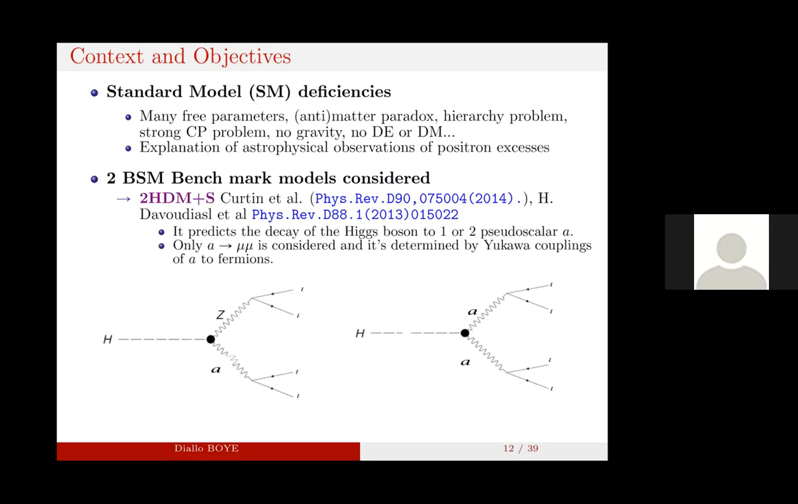In this analysis, we are using two benchmark models. The first one is the 2HDM plus S, which you can see from the Curtin paper here. These models predict the decay of the Higgs boson to one or two light pseudoscalars A, and A is decaying to mu mu, and it's determined by Yukawa couplings of A to fermions. The two Feynman diagrams we are considering here are where the Higgs is decaying to a Z and A to four leptons, and where the Higgs is decaying to 2A to four leptons.